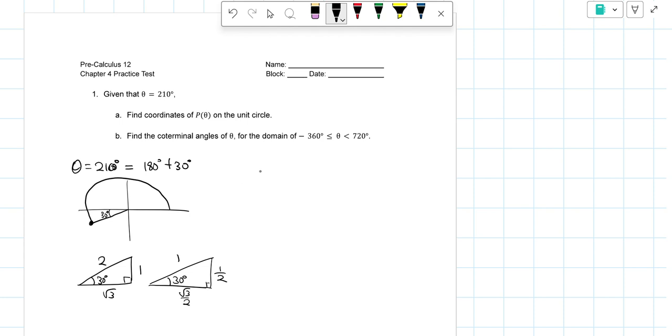Therefore, we can find the coordinates of P of theta, x and y coordinates, which is given as cosine theta, comma sine theta. Cosine theta, or cosine of 30 degrees, is adjacent over hypotenuse, so it'll be square root 3 over 2. Sine theta will be opposite over hypotenuse, so it'll be 1 over 2 over 1, so 1 over 2. Now, we're in quadrant 3, which means that both x and y coordinates must be negative. So my coordinates of the angle 210 degrees will be negative square root 3 over 2, comma negative 1 over 2.